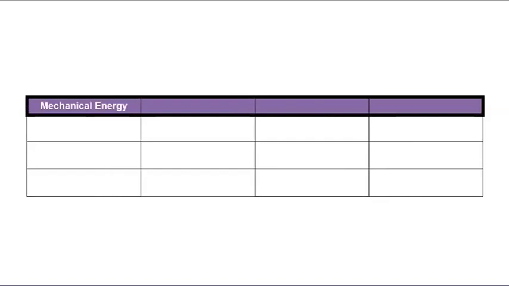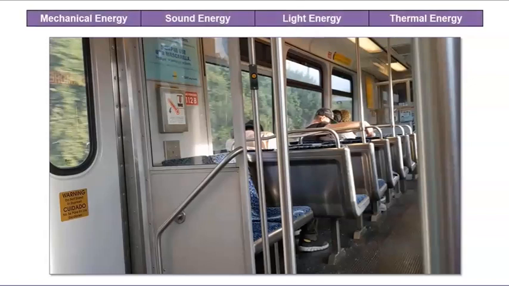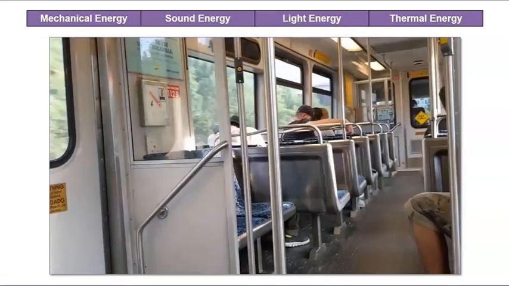But before we watch the video clip, let's create a chart. We can use this chart to record observations about energy after we watch the video clip. Let's give each of these columns a heading: mechanical energy, sound energy, light energy, and thermal energy. As we watch the video clip of a light rail train, look for indicators of these types of energy. Try to identify at least one indicator of each form of energy. Let's watch the video clip.